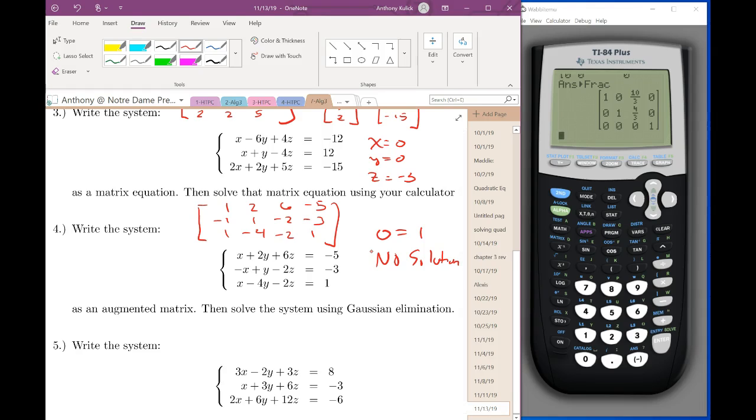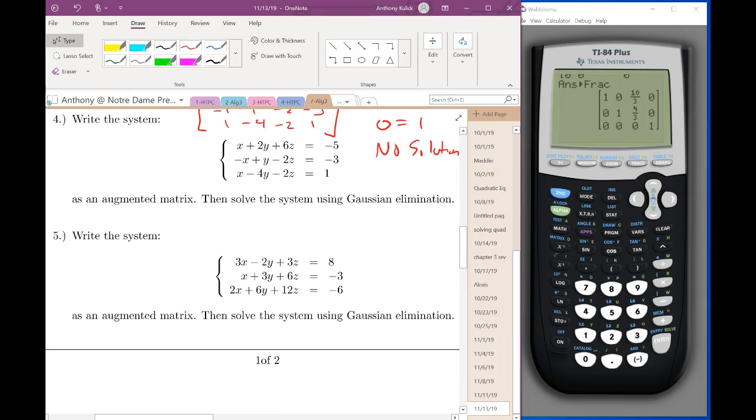I'm sorry, you mumbled the end of that and I missed what you said. So you're using RREF? Yeah. Yep. That's okay. We'll do it again here in a second.